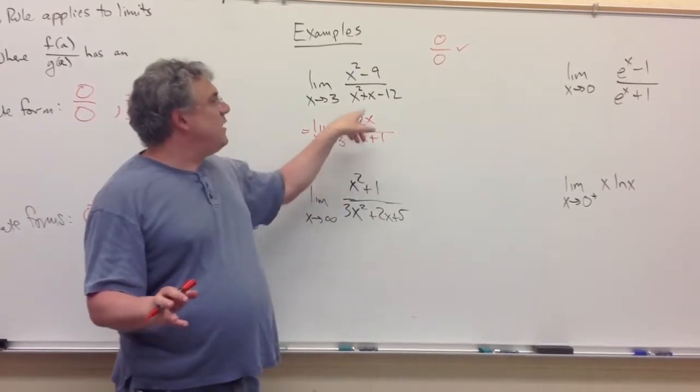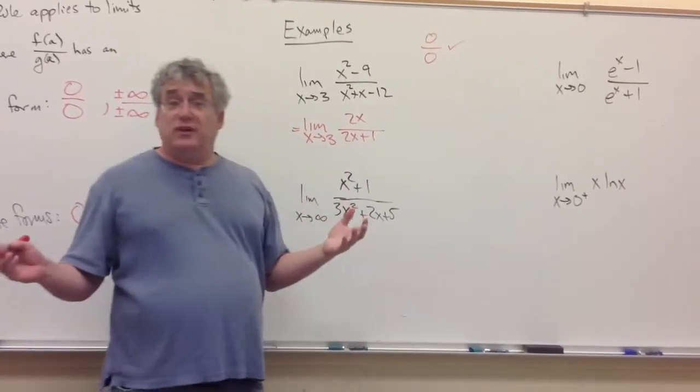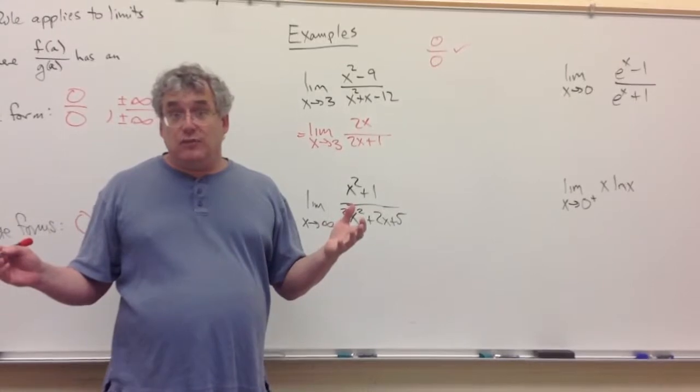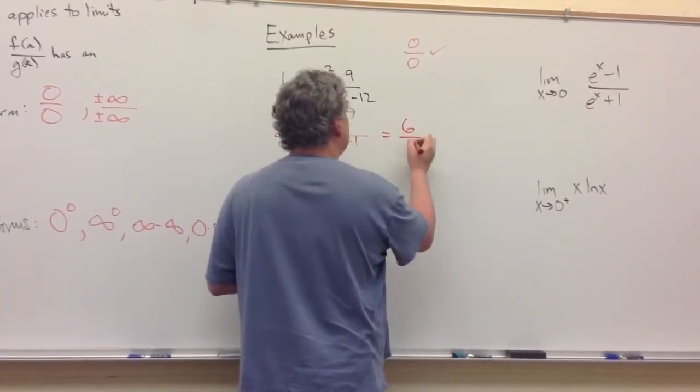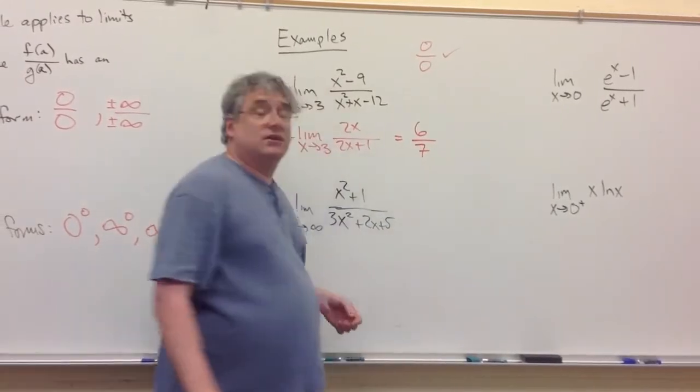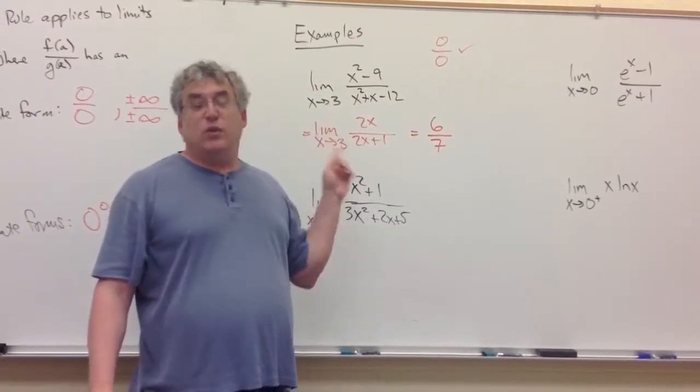Okay, x goes to 3. Now what do I do? I might have to do L'Hôpital's rule again. It might still be indeterminate. But I plug 3 in, I get 6. I plug 3 in, I get 7. That's the answer. Now, this one we could have done before.